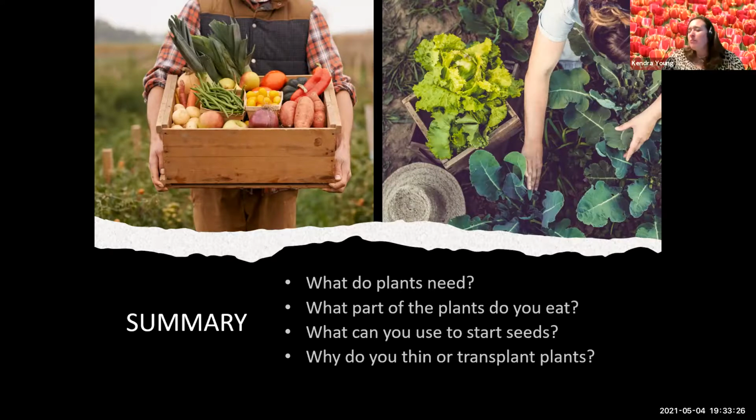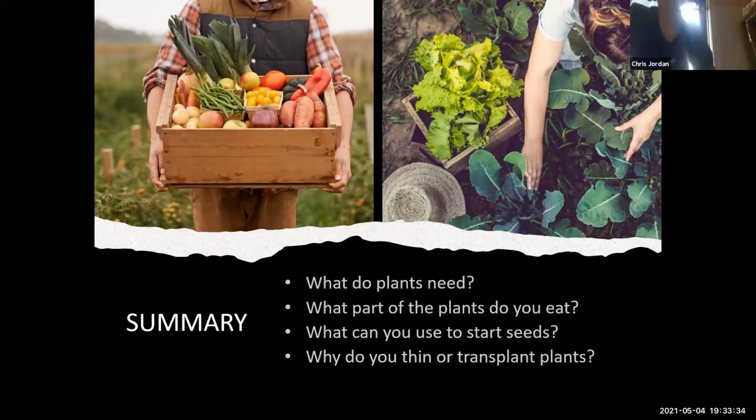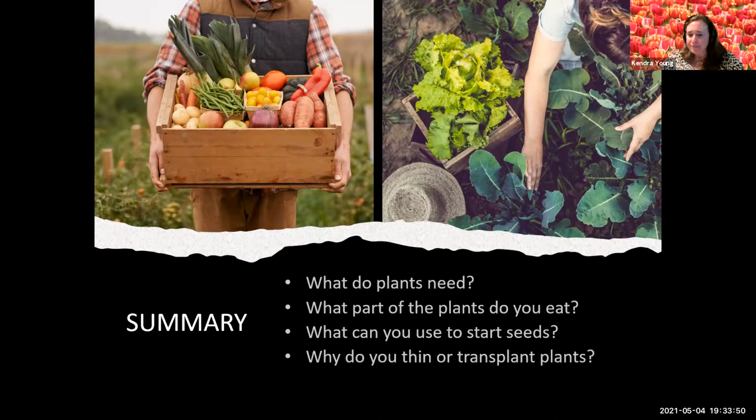What part of the plants do you eat? The fruit part. The stem and the root. The roots, the stem, possibly the leaves. So basically almost every part of the plant. That's right, almost every part: the flower, the seeds, the roots, the stem, the leaves. Yep, we eat all parts of the plant.